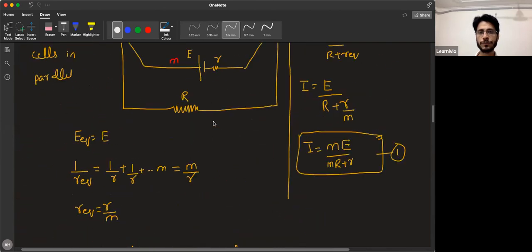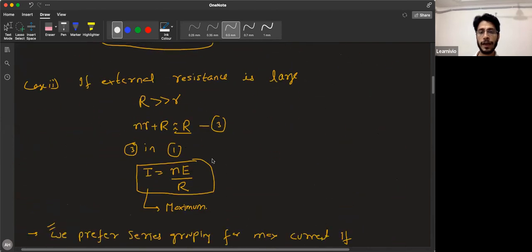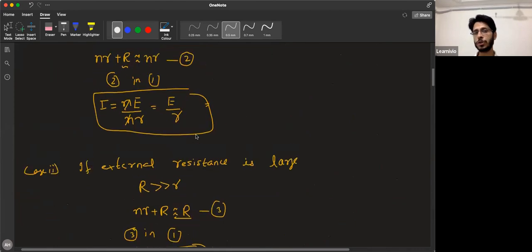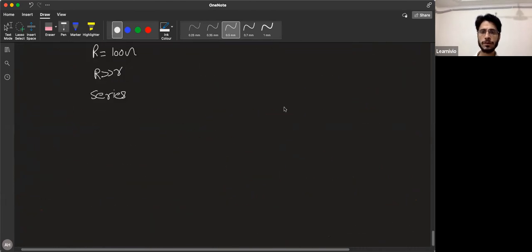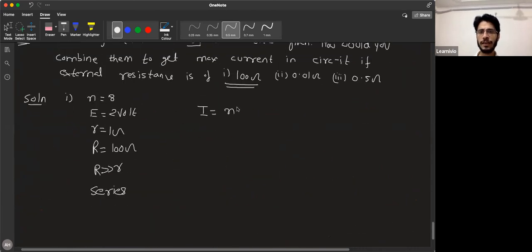Now, NE by R is the expression after approximation. This was the exact expression of current: NE by (NR plus capital R). This is the expression of current, right? This is NE divided by NR plus capital R.